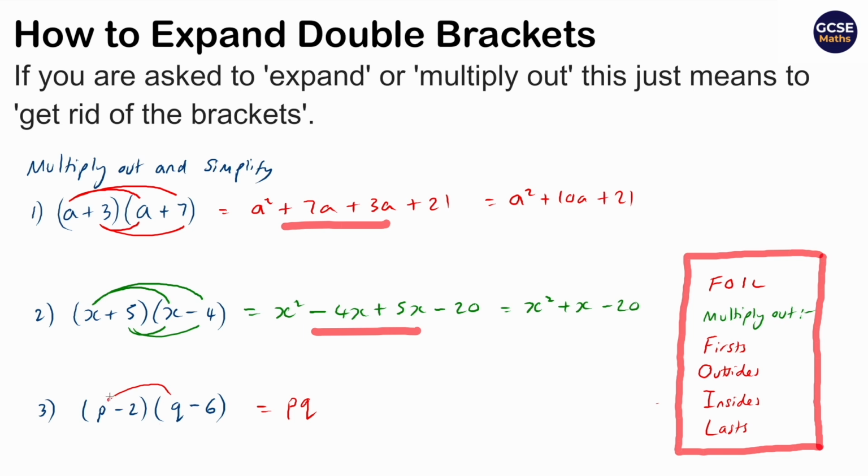Looking at question 3, we multiply the p by the q, we end up with pq. We multiply the p by the minus 6, we get minus 6p. Multiply minus 2 by q, that is minus 2q. And finally, minus 2 times a minus 6 is plus 12. As you can see in this example, there are no like terms. So that is your final answer. You don't need to do any more than that.